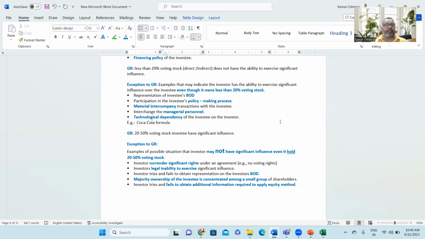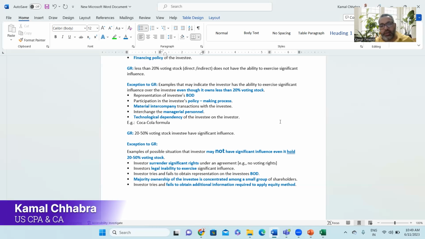First one is the investor being part of the board of directors. That means he or she is involved in the decision making process and policy making process, and has influence in taking the respective decisions. Second is participation in the investee's policy making. Third is material intercompany transactions with the investee.